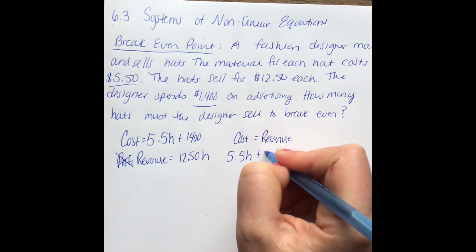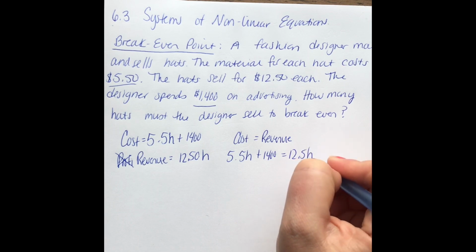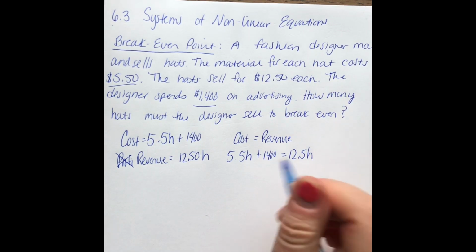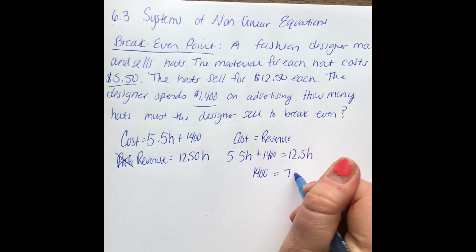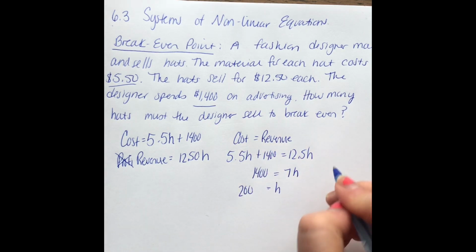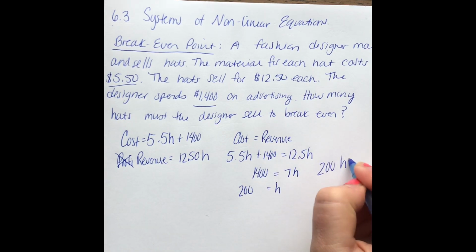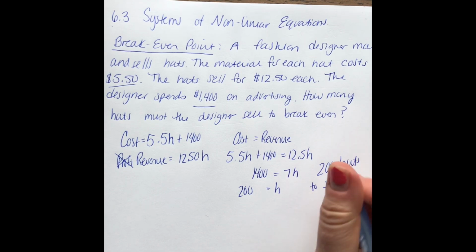5.5h plus 1,400 is equal to 12.5h. I'm going to solve for h, so I have 1,400 is equal to 7h, and h is equal to 200. So they must sell 200 hats to break even.